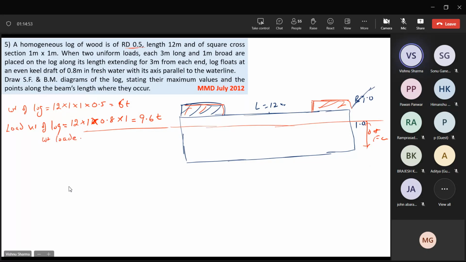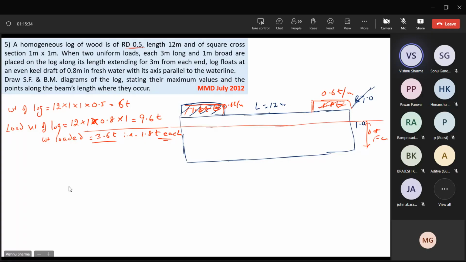Okay. The difference will give us the weight loaded. Weight loaded on the log will be 3.6 tons. That means 1.8 tons each, because there are two weights loaded. So 1.8 tons is loaded here and 1.8 tons here. Since it's uniformly distributed, it is distributed at a rate of 0.6 tons per meter. Am I right, beta? Yes, sir. Okay, so now you are good to do the question.